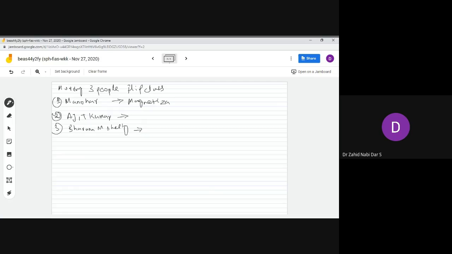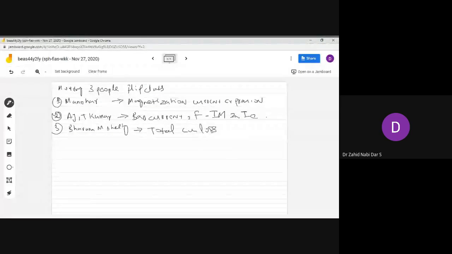Manohar, you explain the magnetization current expression. Ajit Kumar, you explain the bar current of induction motor and the end ring current. And Bhavna M Shetty, you explain the total copper loss due to bar current and end ring current. I'm writing it over here.